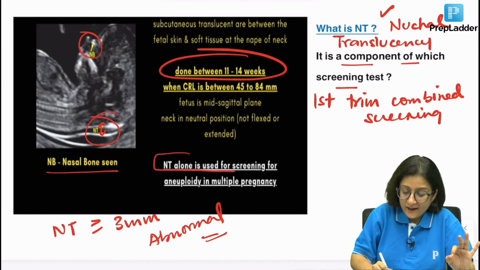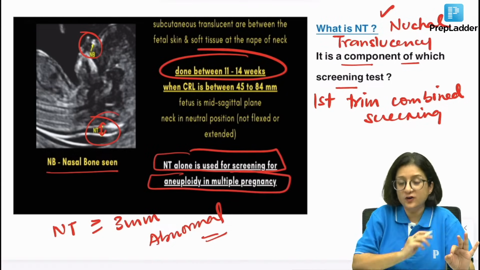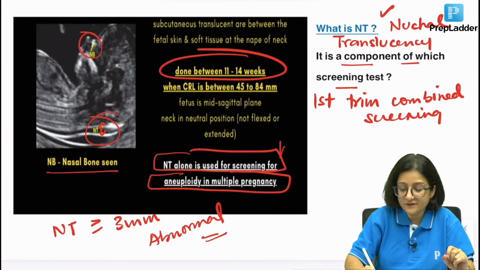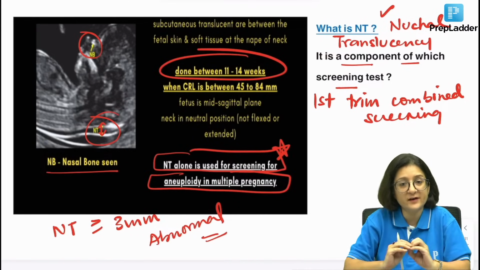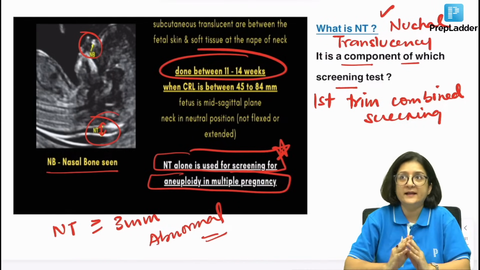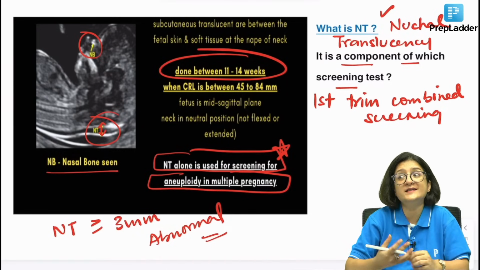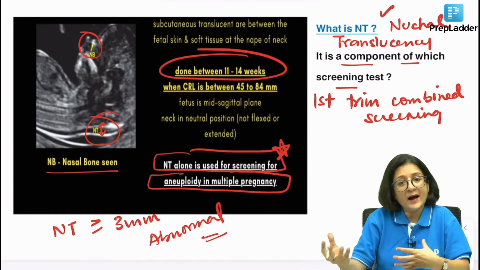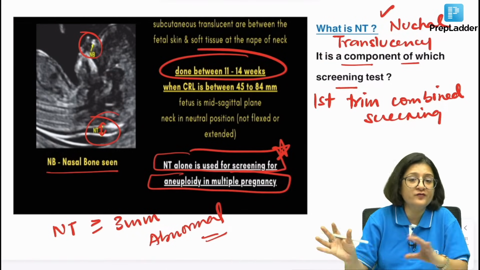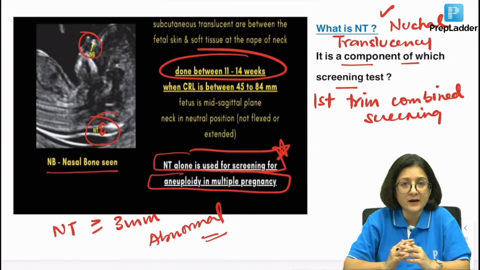Now, NT alone is used for screening aneuploidy in multiple pregnancy. This is a very interesting and important point. See, when you have multiple pregnancy, then you cannot rely on the biomarkers. You cannot much rely on the serum markers. Okay, why? Because we will not know for sure which twin is contributing to those serum markers, isn't it?